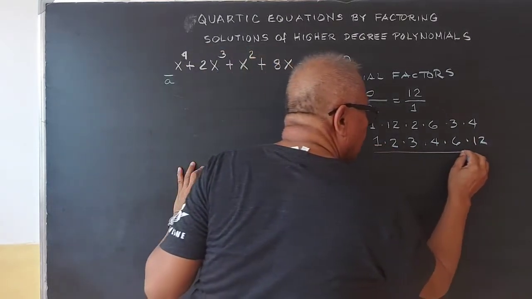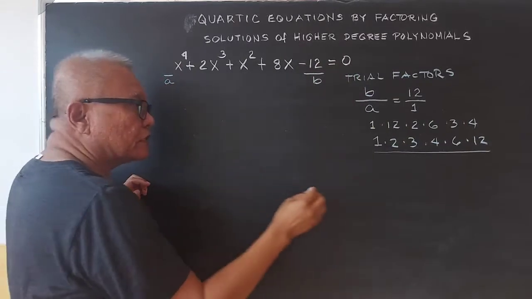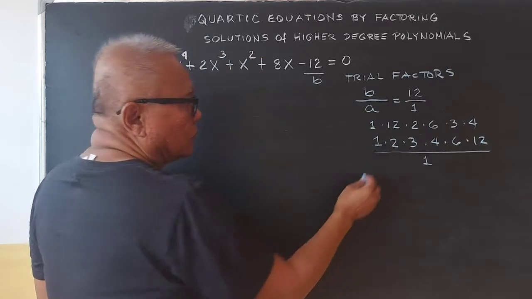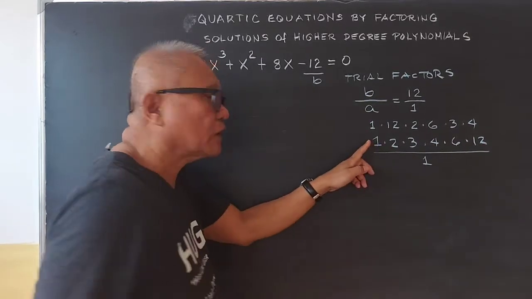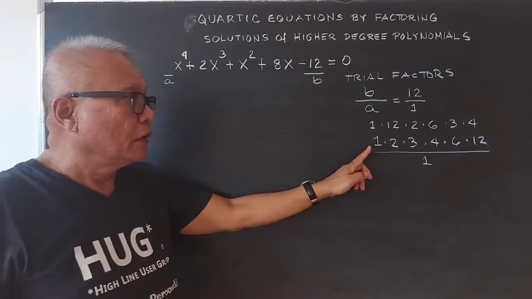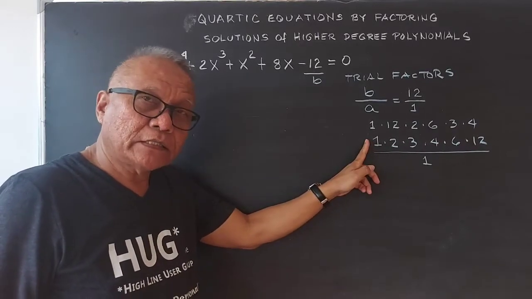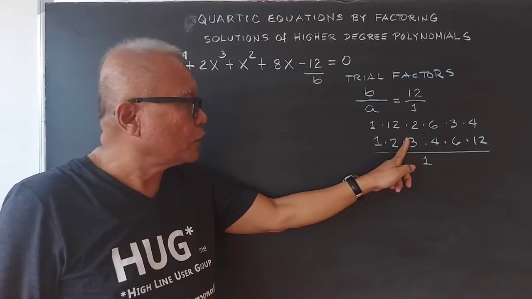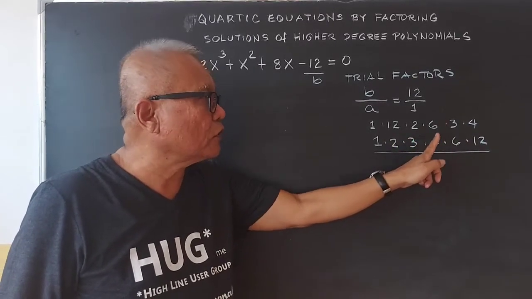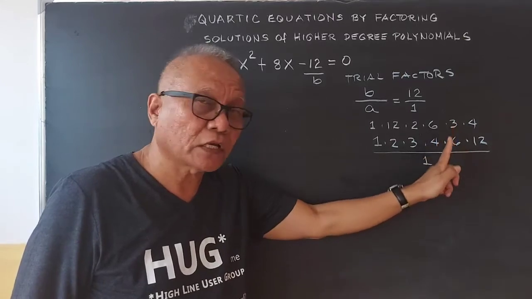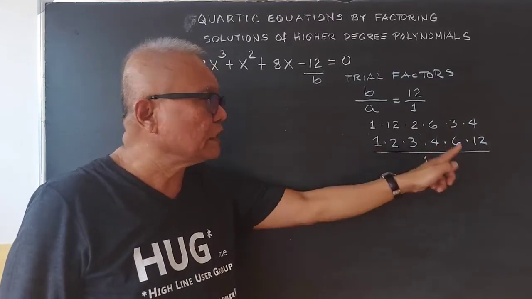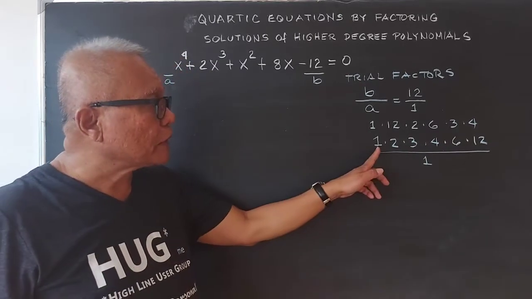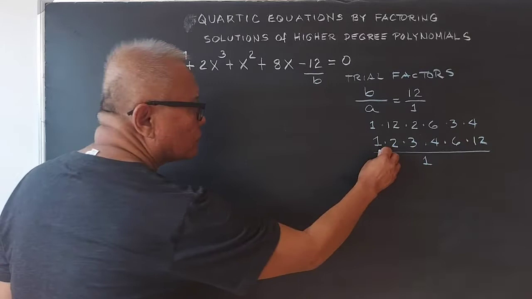We divide this by the factors of A, which is only 1. So we have here the trial factors: plus 1, negative 1, positive 2, negative 2, positive 3, negative 3, positive 4, negative 4, positive 6, negative 6, and positive 12, negative 12. So there are so many trial factors. Okay, we start with the positive 1.